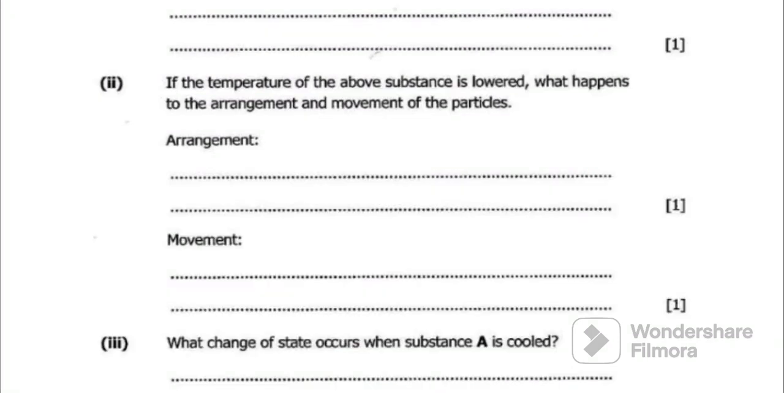Okay, question B3. What change of state occurs when substance A is cooled? Okay, so when this substance is cooled, for example, this is a liquid, you put it in a refrigerator. After some minutes, what will happen? The change of state will be solidification.